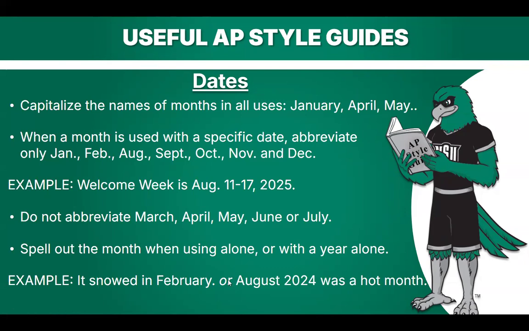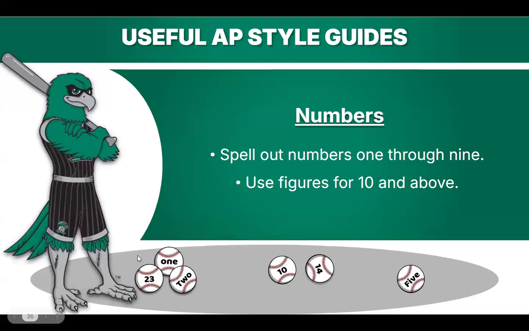And you spell out the month when using it alone or with a year alone. Example, it snowed in February, you spell it out. Or for instance, August 2024 was a hot month, so you'd spell that out. You spell out numbers 1 through 9 and use figures for 10 and above. I did not know that.